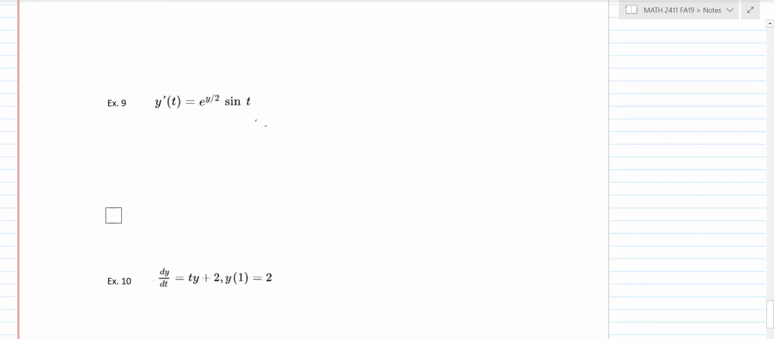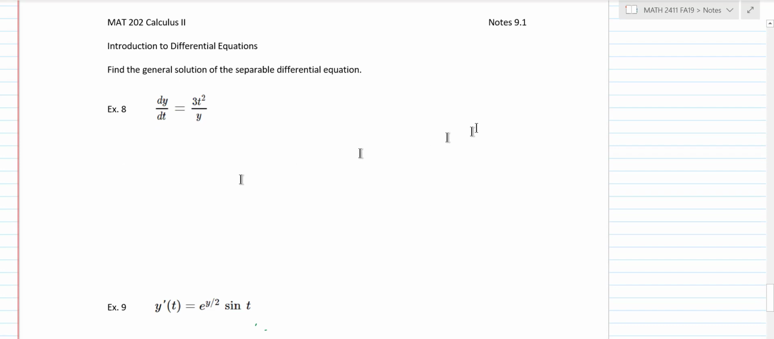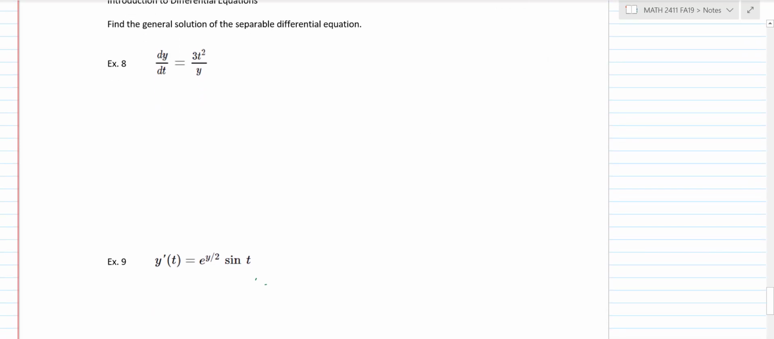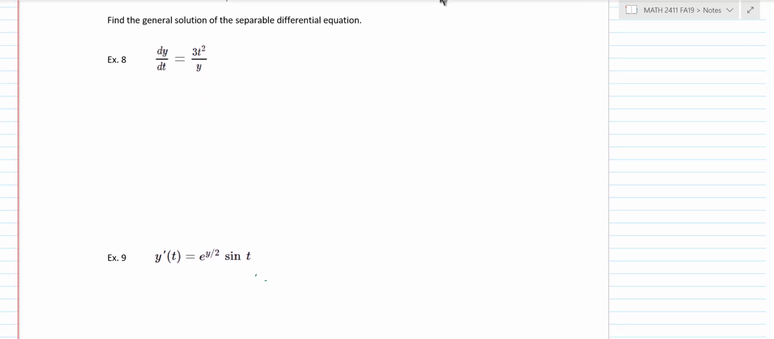So I'm going to do a couple of examples of this, of separable differential equations. Okay, so first of all with this one, see we have two variables. We have y and we have t. So you want to see, do we have the ability to get all the y's together on one side and all the t's together on the other side? Well, okay, let's see on this.